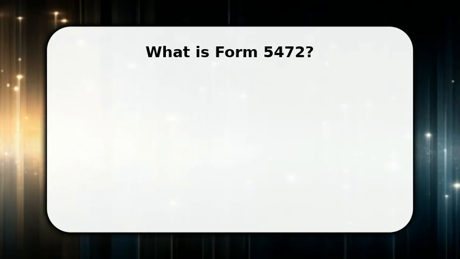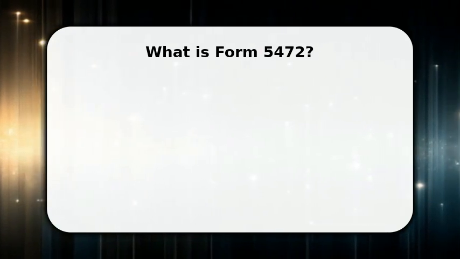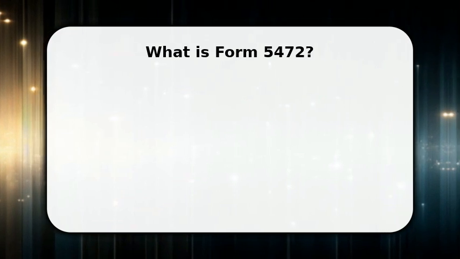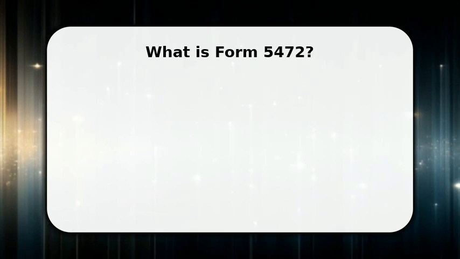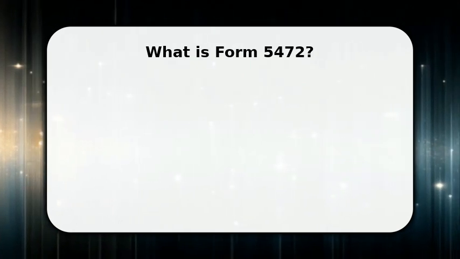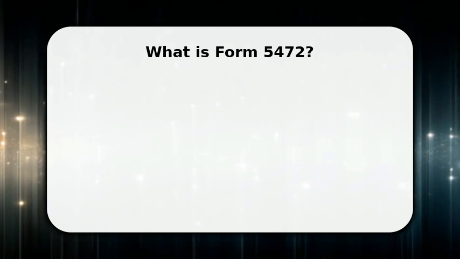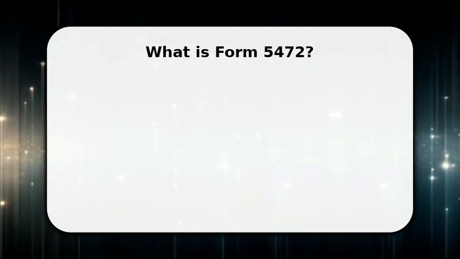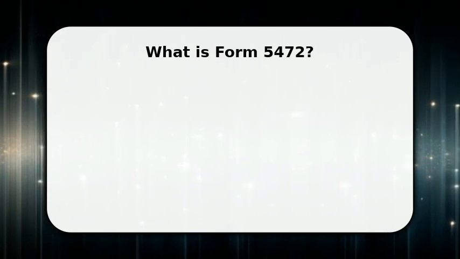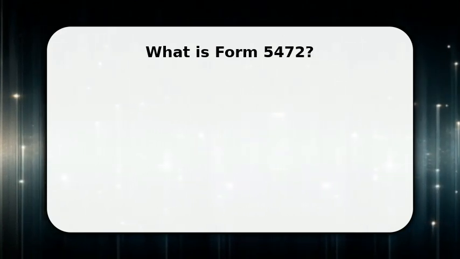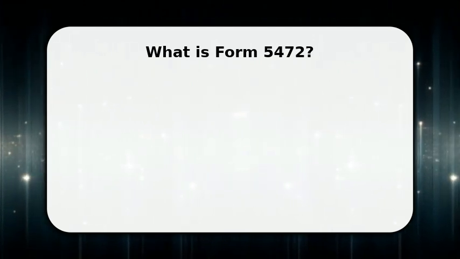In this video, I will explain how to fill out Form 5472. This essential IRS document is used by certain U.S. corporations to report transactions with a related foreign person. Specifically, if a U.S. corporation is 25% foreign-owned, it must file this form. It ensures transparency in international business dealings and helps the IRS monitor potential tax avoidance. Understanding its purpose is the first step to accurate completion.